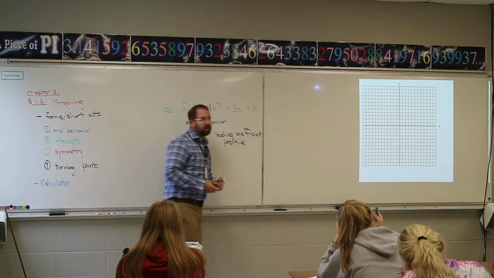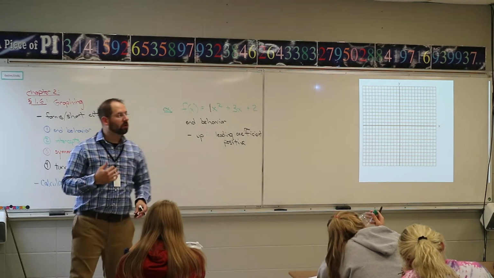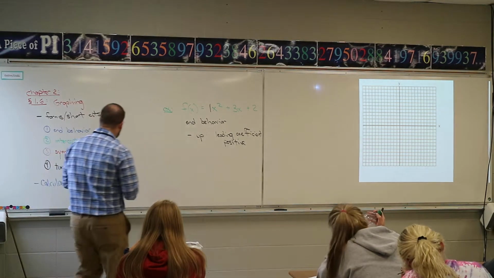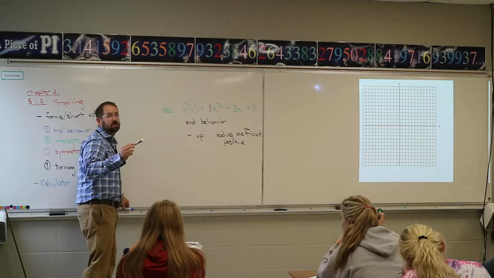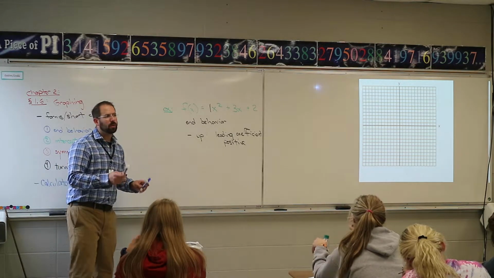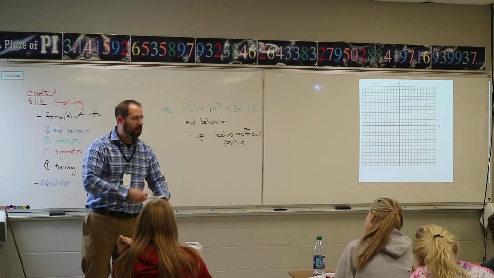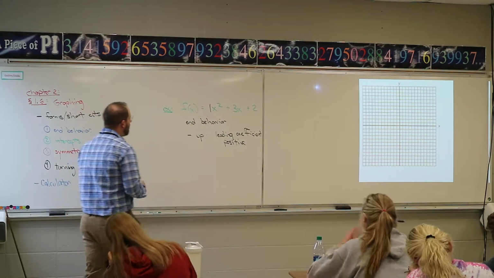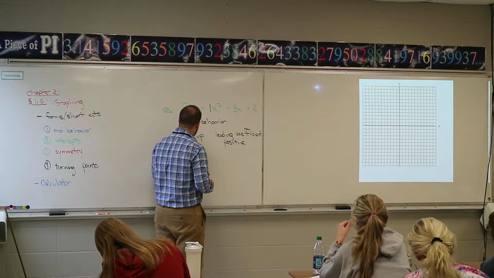Now, the other thing we have to look at for end behavior is the power of it. The power is actually probably one of the most important parts. It's actually a part we probably should have looked at before the one out front, the positive 1. And it's the power. Well, this is a degree 2 polynomial.